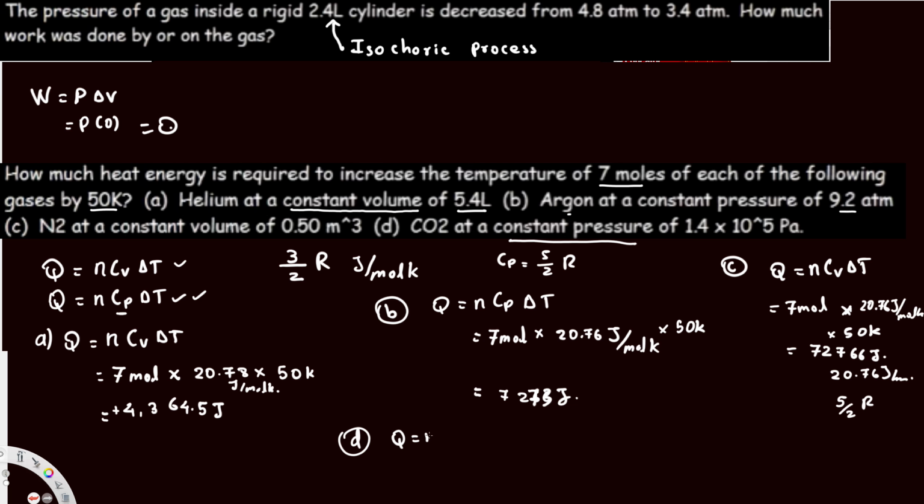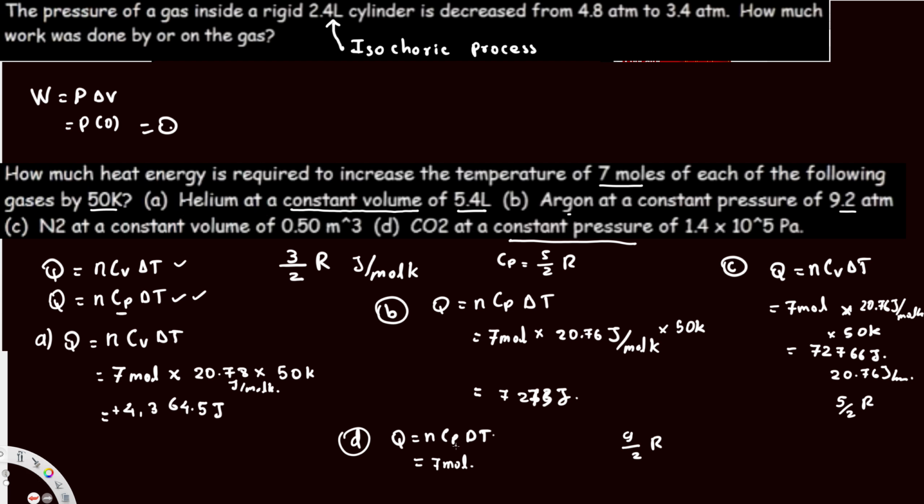Q = nCp ΔT and 7 moles. Here, if you notice, we have a triatomic gas because we have 3 atoms: carbon and 2 oxygen. So it's a triatomic gas. To find Cp in a triatomic gas, you can use 9/2 times R. So for a monoatomic it's 5/2, for a diatomic 7/2, for a triatomic 9/2 R. That's how it goes.